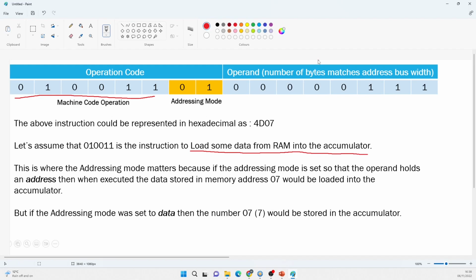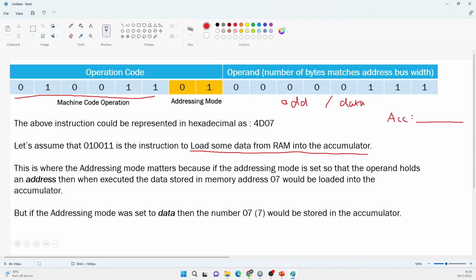Now, this is the point. We've got the accumulator over here, the ACC register, and we need to load something into it. We want some data in there that we're going to use. So what's this addressing mode doing then? Well, there are two options. It's more complicated than this, but I'm going to simplify it. There are two options with what's in the operand. There can either be an address to the data, or it can actually be the data itself.